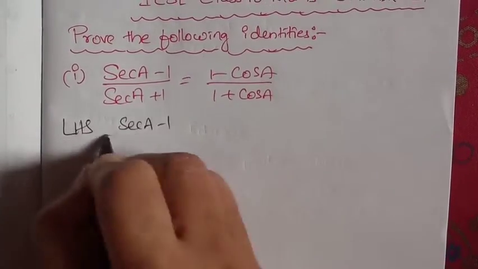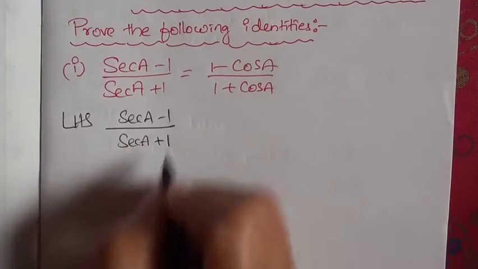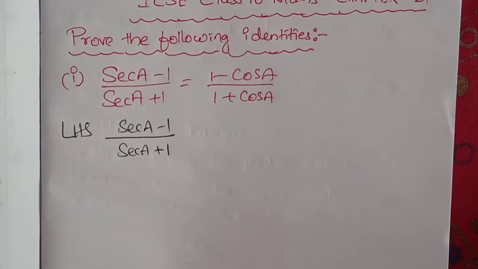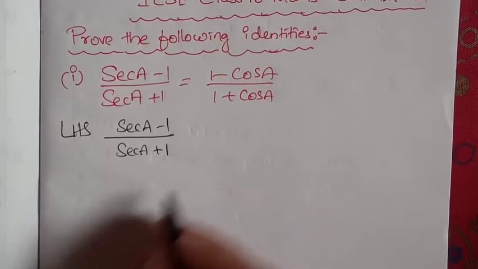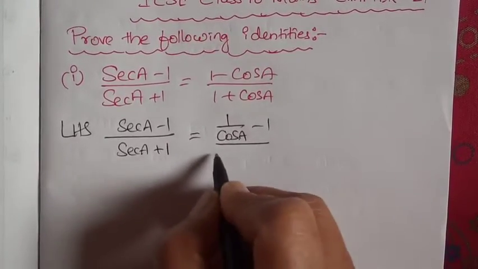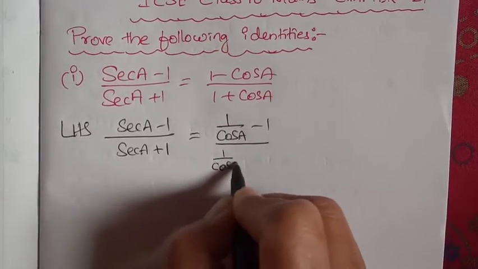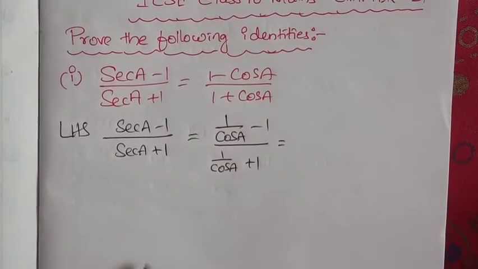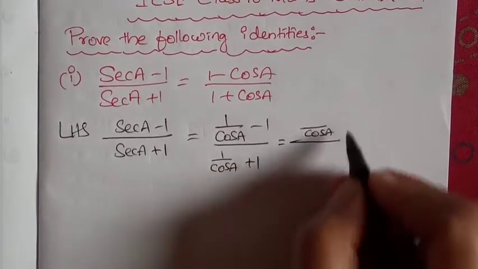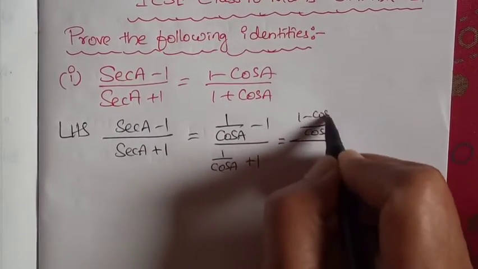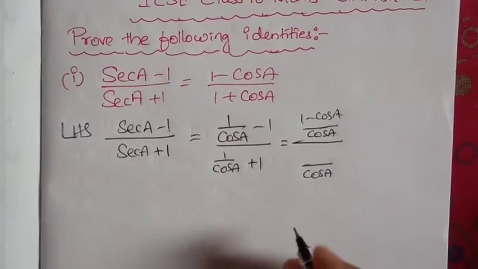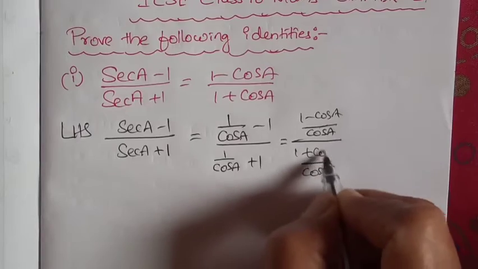(sec A minus 1) by (sec A plus 1). Okay. Now we will solve from LHS to RHS. Sec A we can write as 1 by cos A, minus 1, by, this is again 1 by cos A, plus 1, which is equal to, in the numerator, cos A is the LCM, 1 minus cos A. In the denominator, cos A is the LCM and 1 plus cos A.